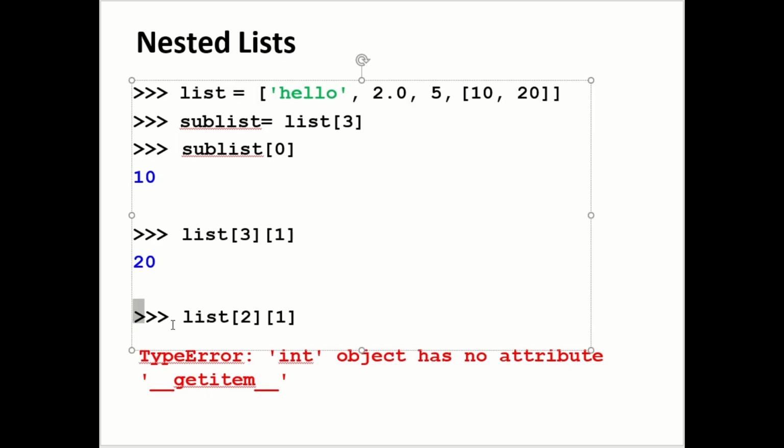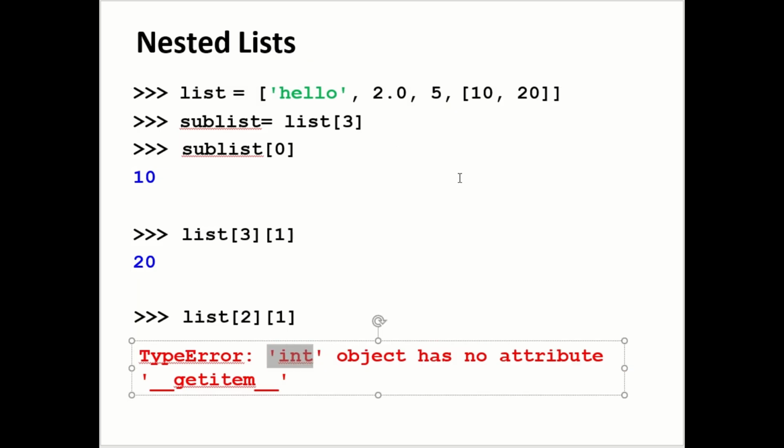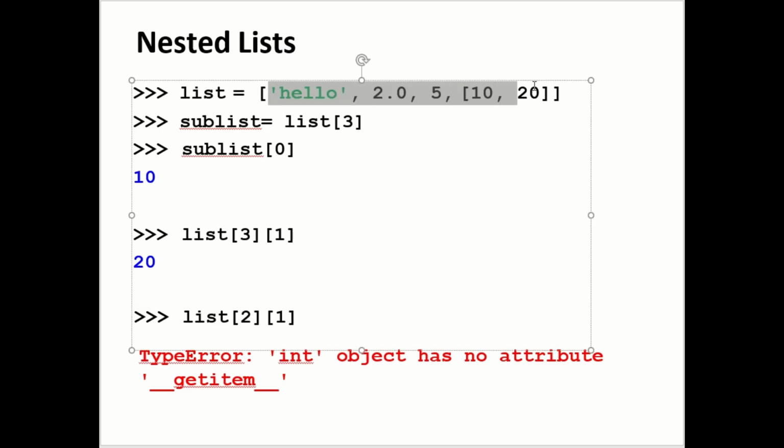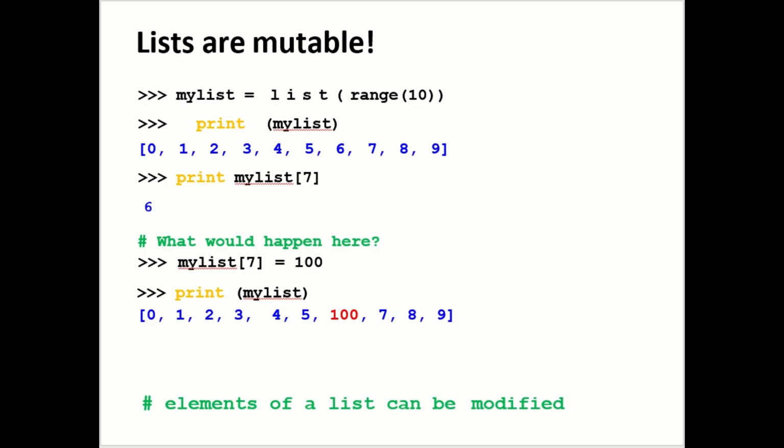Now, if you try that, really using 2 index locations, for the number 2 element, so 0, 1, 2, for the 5, you're going to get an error. Int object, so 5 is the integer, has no attribute __getitem__. It can't make any sense of that. But if your list isn't heterogeneous, then this can be more useful or more widely used within the same object.